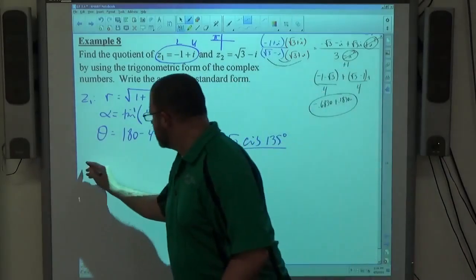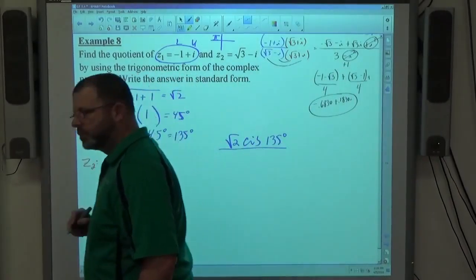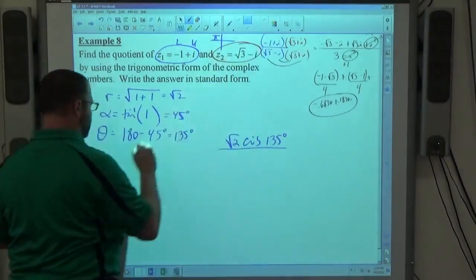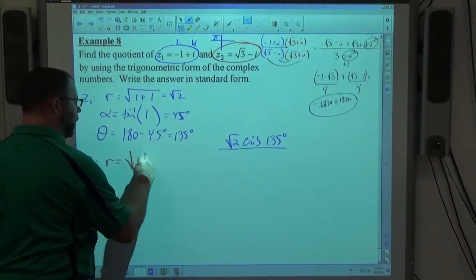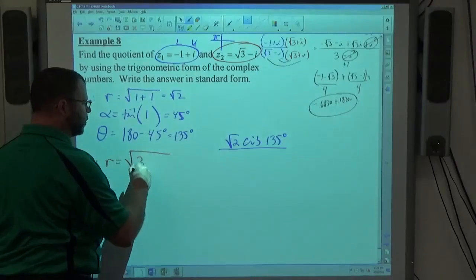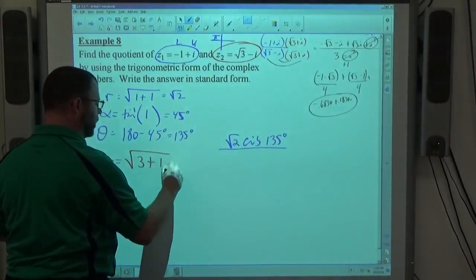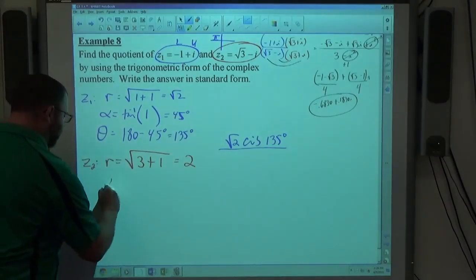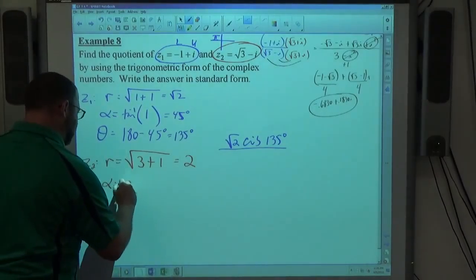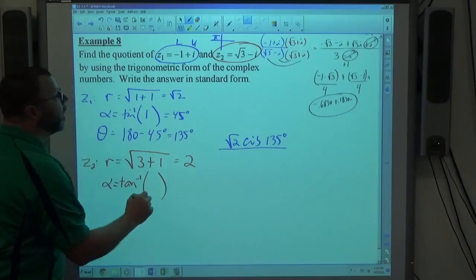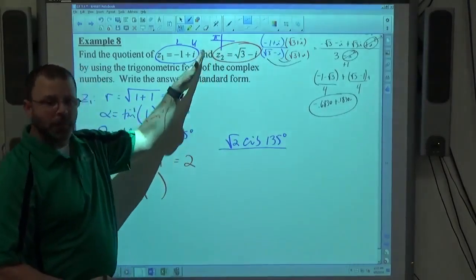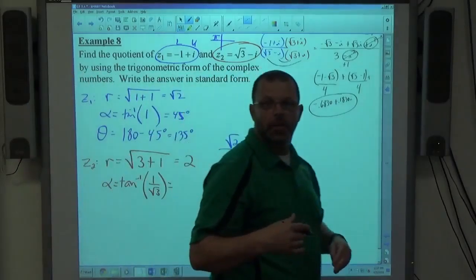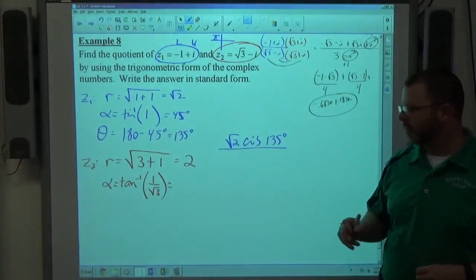For the bottom vector, z sub 2, once again, I want to find my magnitude first. R is going to equal the square root of the square root of 3 squared, which is 3, plus 1 squared, which is 1. Square root of 4 is equal to 2. Alpha is equal to the inverse tangent of the second over the first in absolute value, so 1 over the square root of 3. That's the same exact one we had in example 6, right? That was 30 degrees.